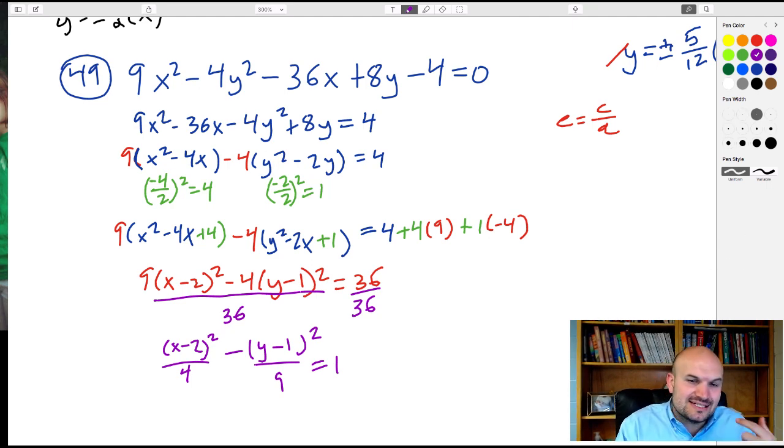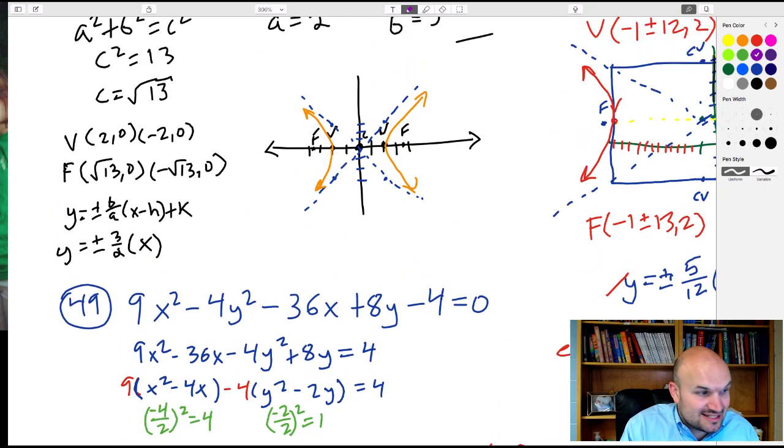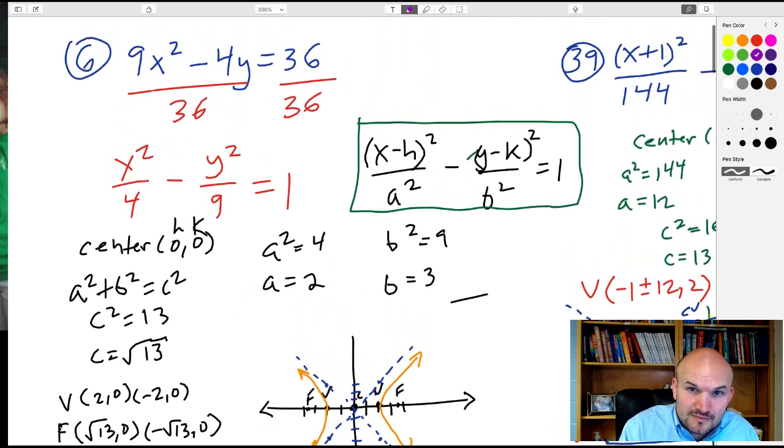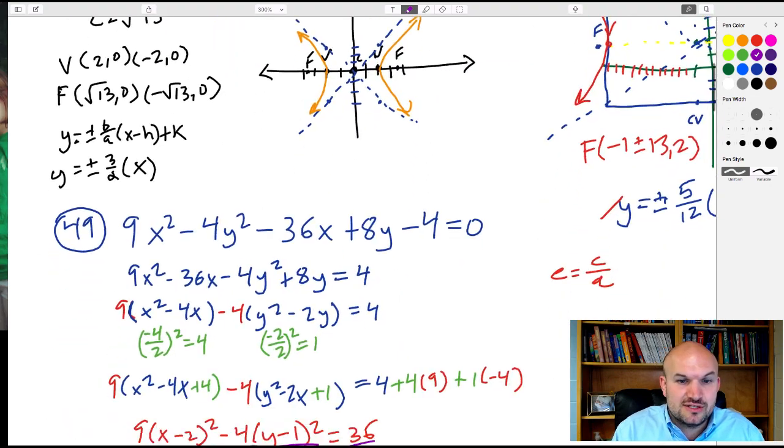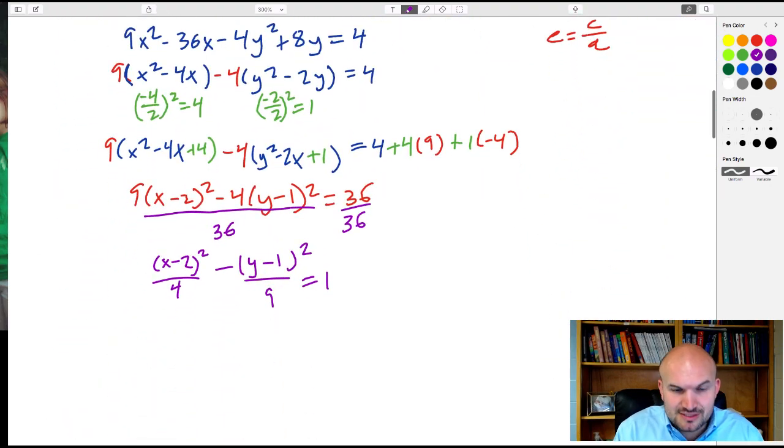Now, again, this is the exact same formula as this. We have our x minus h listed first, so we could technically think of that as our positive form here. So now that that's the positive form in this example, we can recognize that a squared is the first term, b squared is our second denominator, and since our a is on our x, we're going to have another horizontal transverse axis. So we're doing three horizontal transverse axes here.